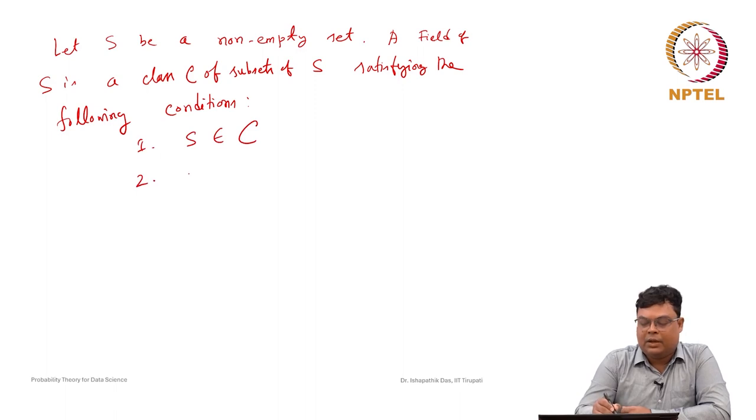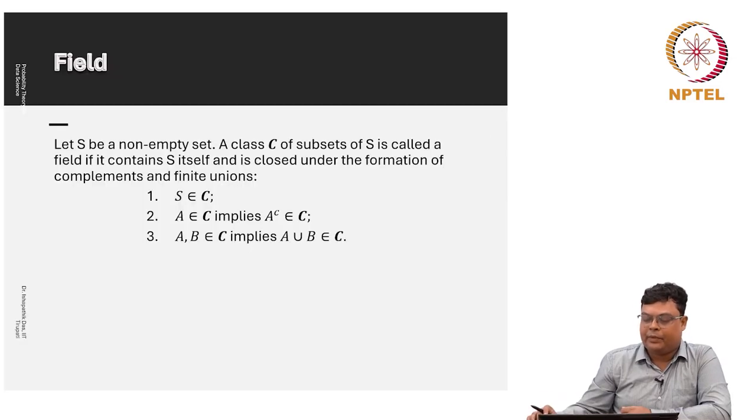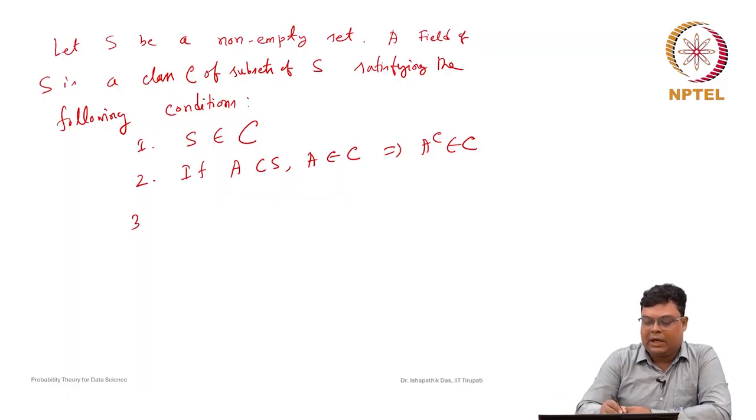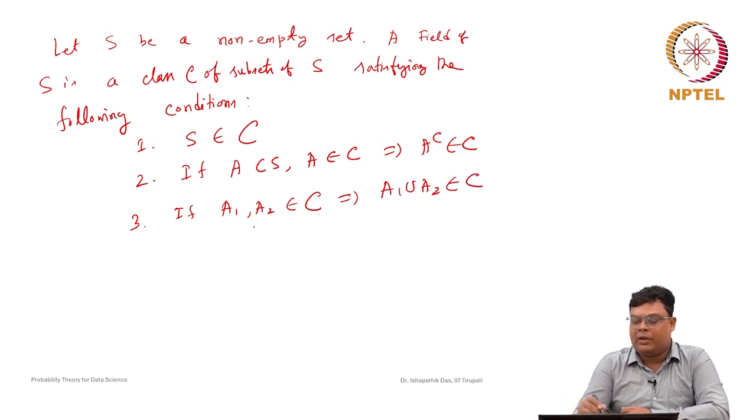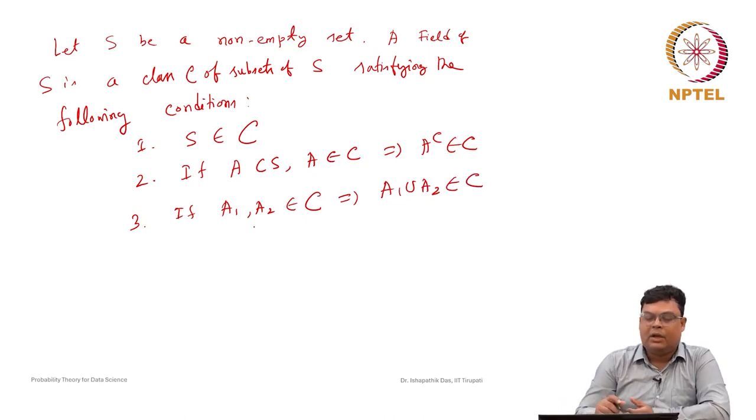Second is that if A is a subset such that A belongs to C, this implies the complement A complement also belongs to C. And the third condition is that if A1, A2 belong to C, that means both are subsets in C, this implies A1 union A2 belongs to C. So, it is a finite union, and this is known as a field.